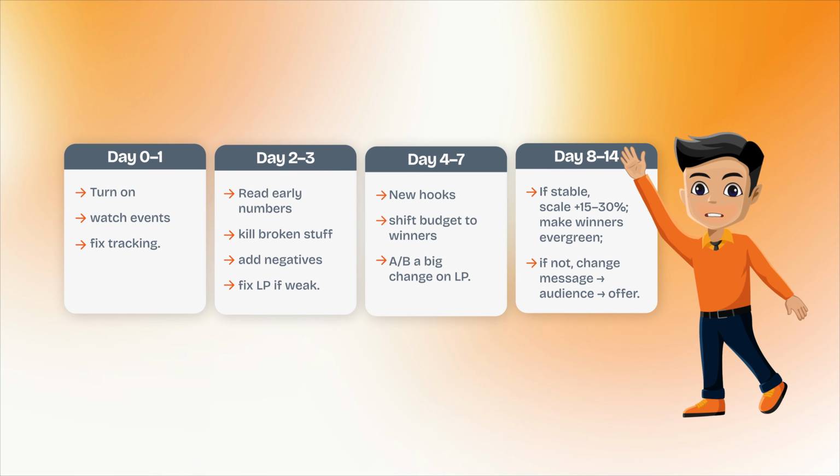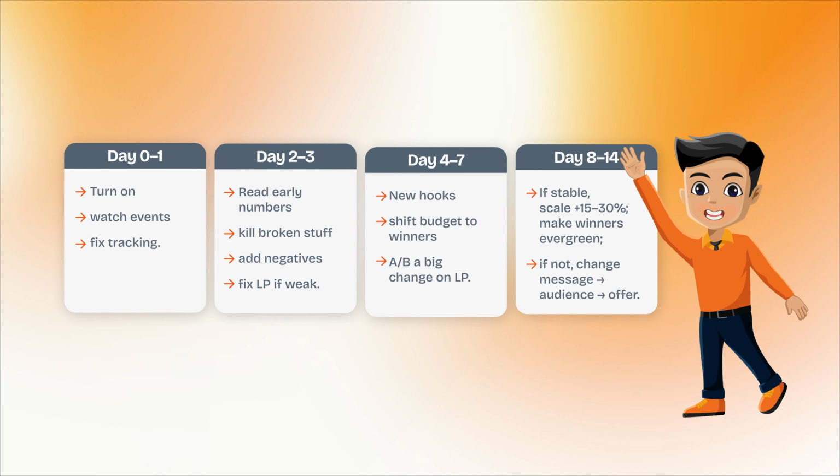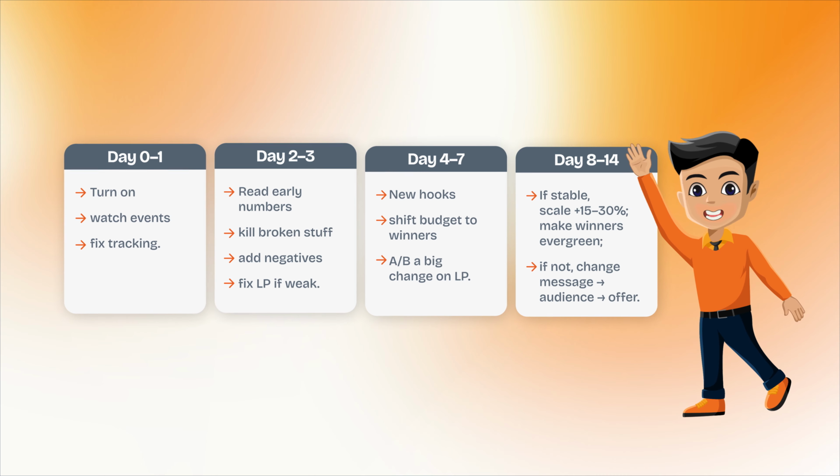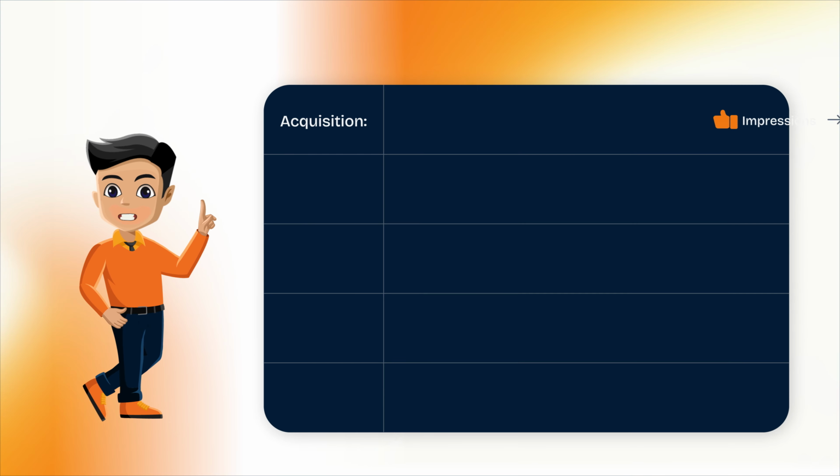Day 8 to 14. Confirm and commit. If CPL/CPA stabilizes within target for 7 days, scale plus 15 to 30%. Promote winning hooks to evergreen. Pause losers. If off target, change message first, then audience, then offer, in that order. What to track and why.